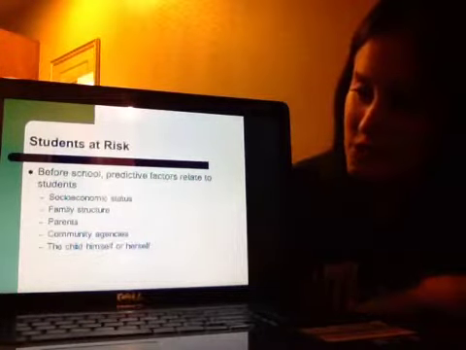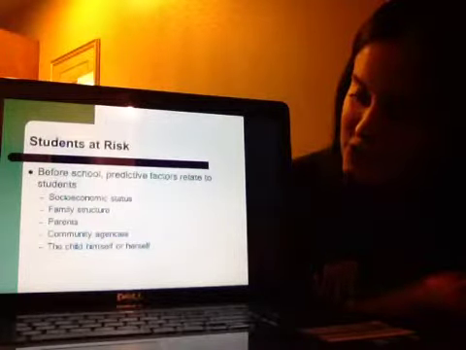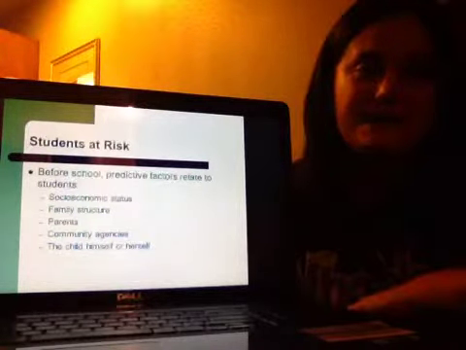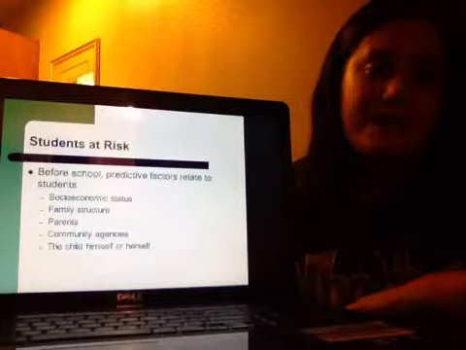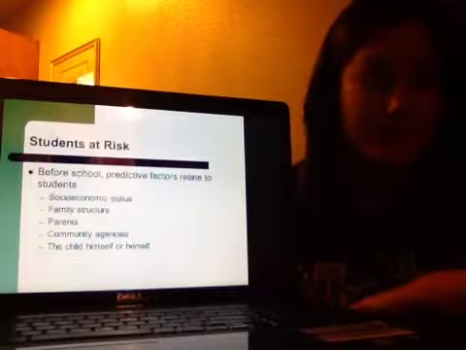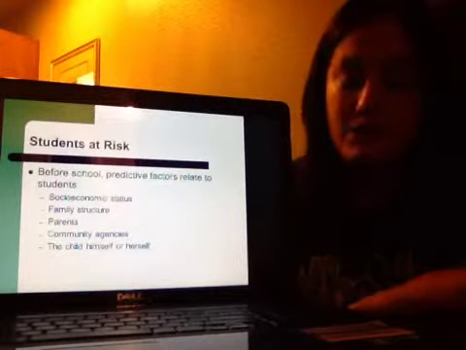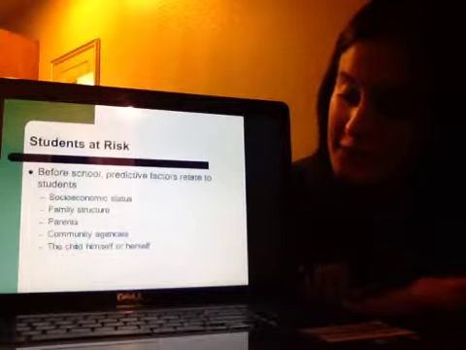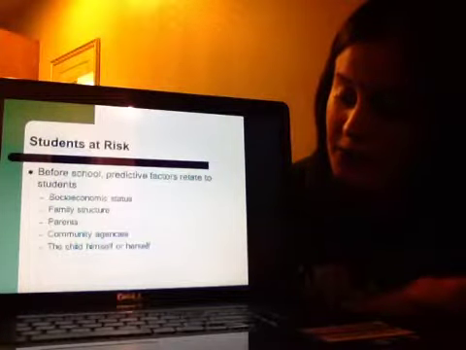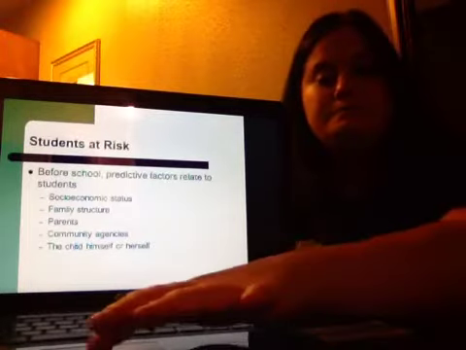Students at risk before school: predictive factors relate to students. It's said that the students that are at risk may have one or more of these situations in their life: low socioeconomic status, family structure, parents, community agencies, and the child him or herself.